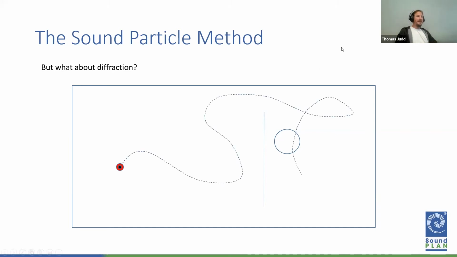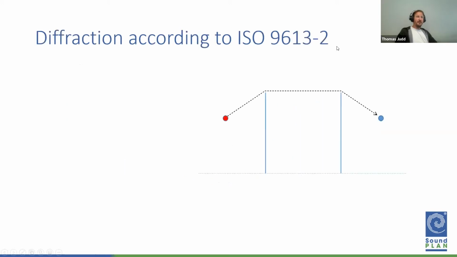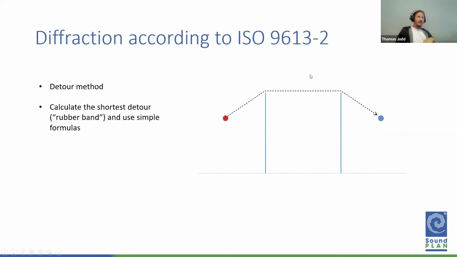So how do we go about doing this? Well, what have we done in the past? Well, the mirror source method, implemented according to the ISO 9613, which us noise control people know and love very much, is the so-called detour method. It's also known affectionately as the rubber band method. And diffraction, according to this scheme, works as such.